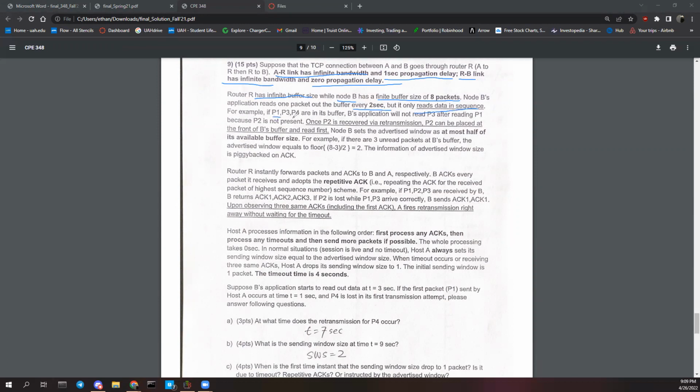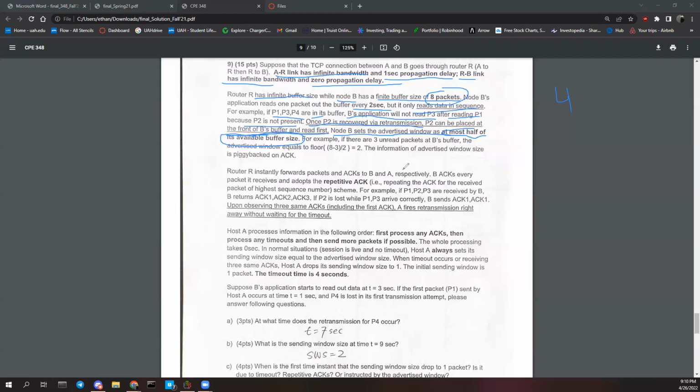For example, if P1, 3, and 4 are in its buffer, B's application will not read P3 after reading P1 because P2 is not present. Once P2 is recovered via retransmission, P2 can be placed at the front of B's buffer and read first. Node B sets the advertised window at most half of its available buffer size, which means the largest advertised window for B is going to be 4, since we know its buffer size is 8. Keep that in mind for the future. For example, if there are 3 packets in B's buffer, the advertised window equals floor of (8 minus 3) divided by 2, which is equal to 2. So that's the formula for it.